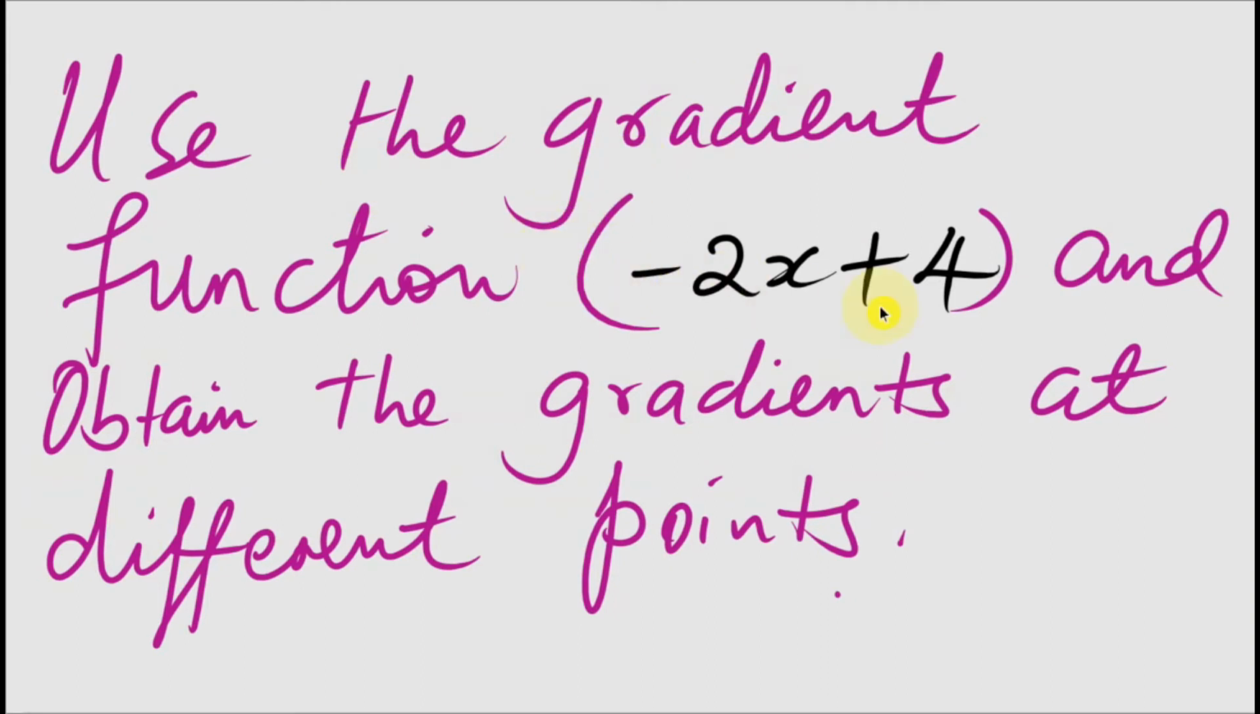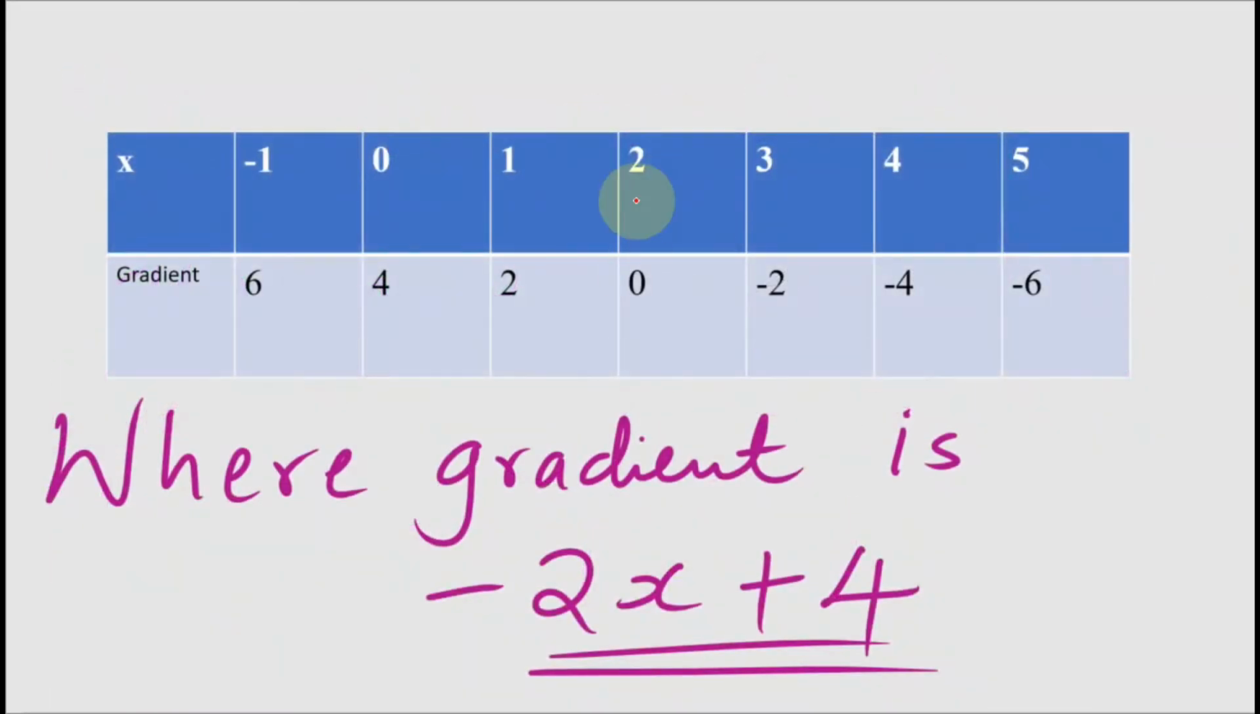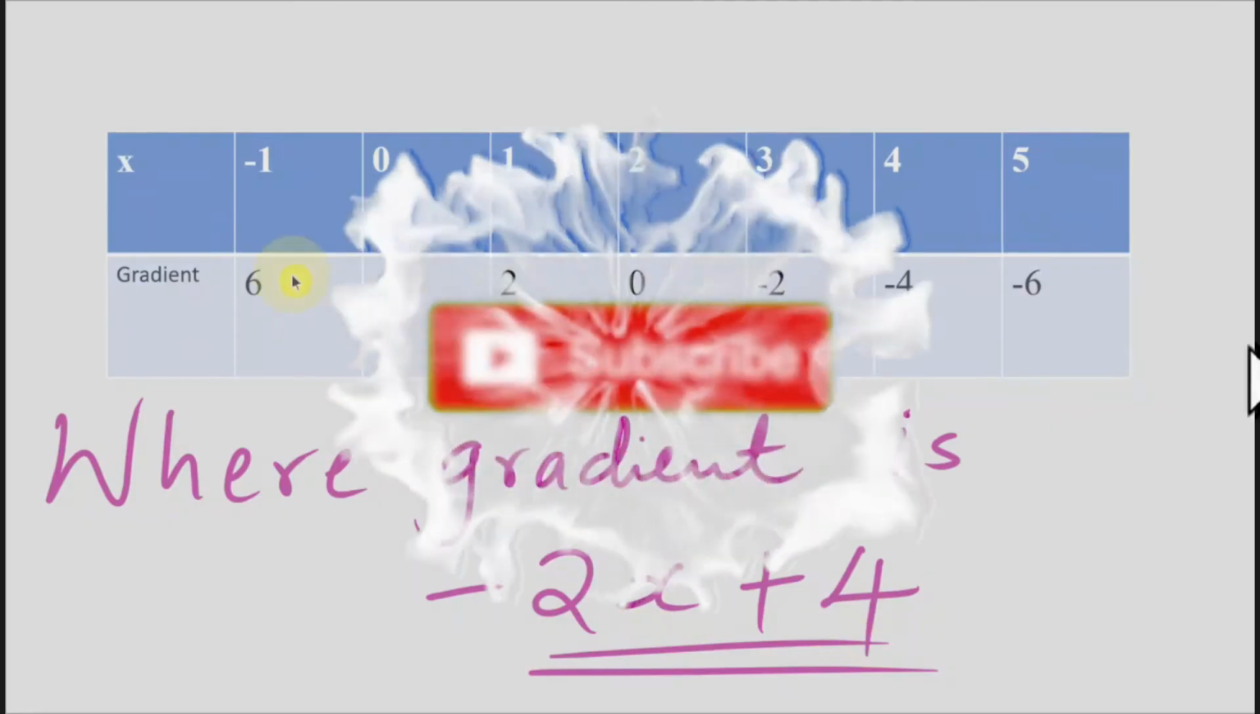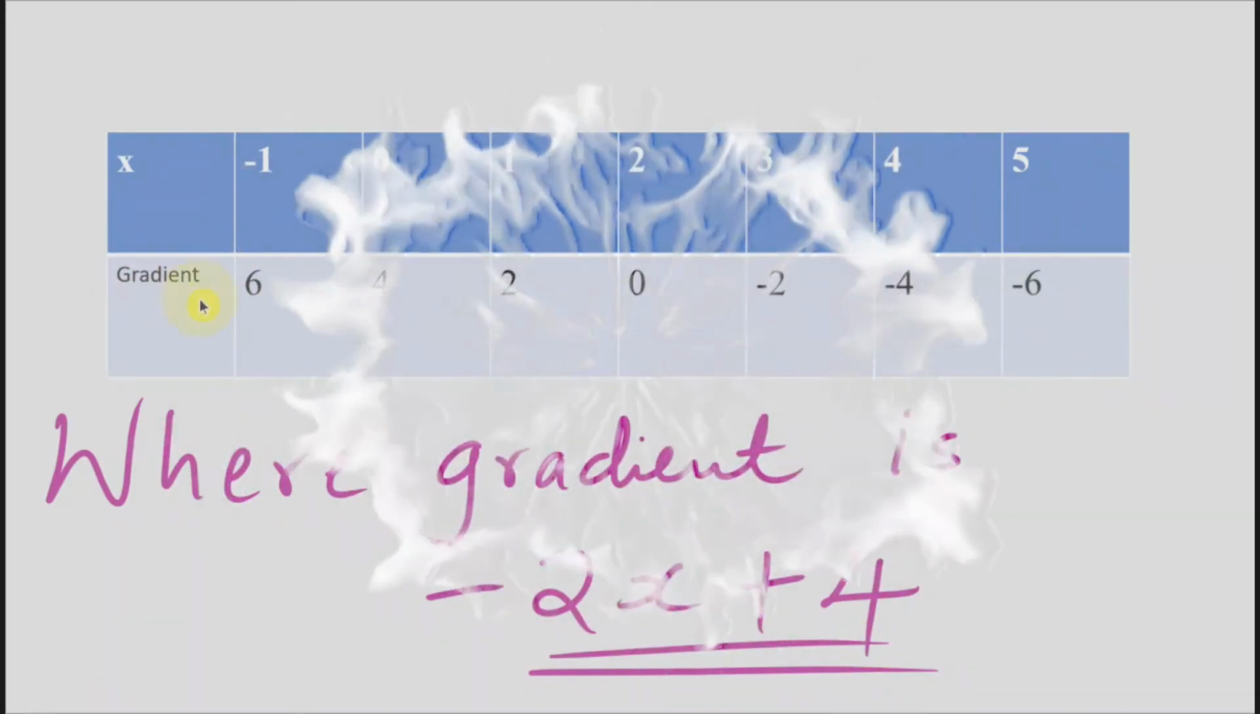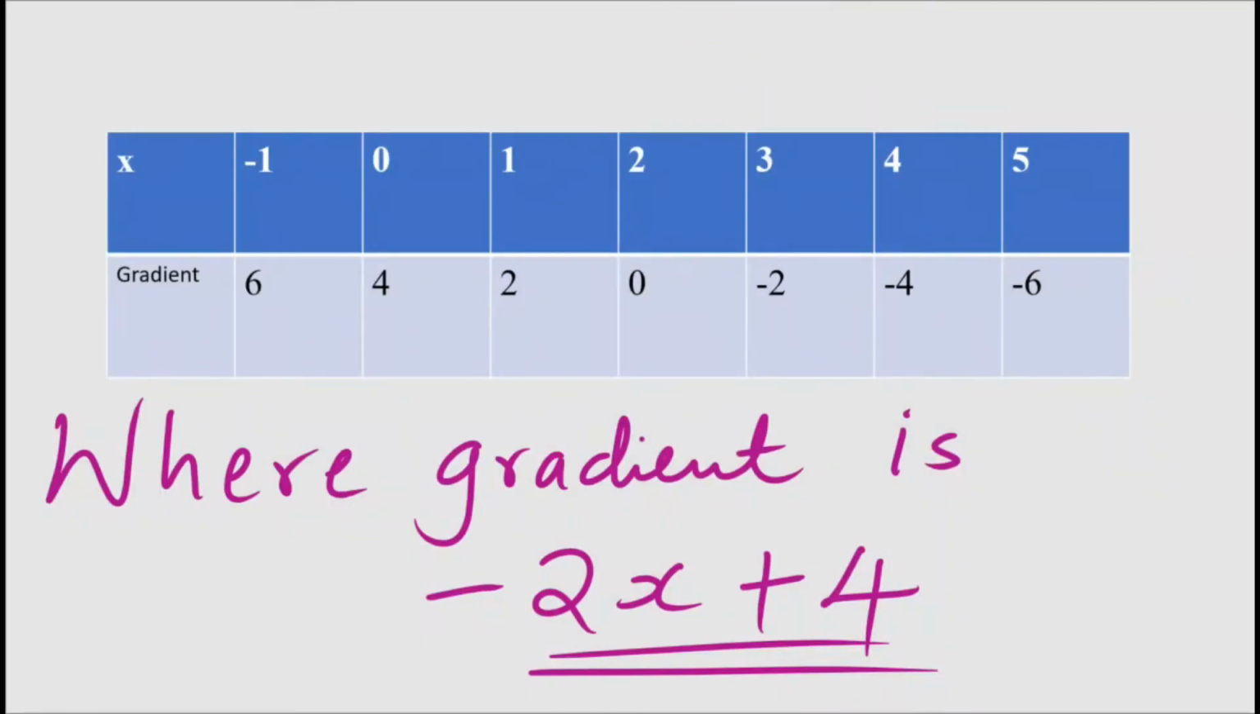Now after obtaining the gradient, we can use this gradient to identify the gradient at different points of the curve. We're going to do the same thing we've done previously. Get some points, negative 1 to 5, and use this gradient to obtain the values. So substitute, like negative 1. You get 2 plus 4, which is 6. So go on substituting, and this refers to the gradient at these different points.